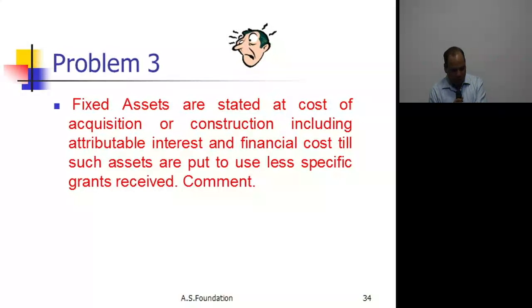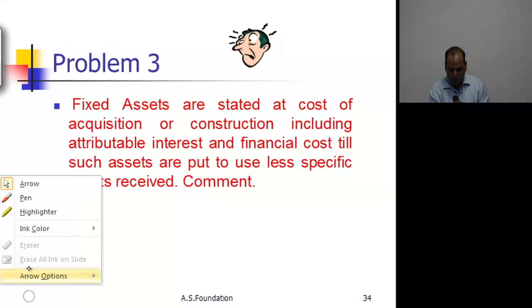Okay, one more question for you. Question number 3 in your book, page 2.5. Fixed assets are stated at cost of acquisition. Very good. Or construction, including attributable interest and finance costs till such assets are put to use, less specific grant received. So whether this accounting policy is right? The accounting policy is right.